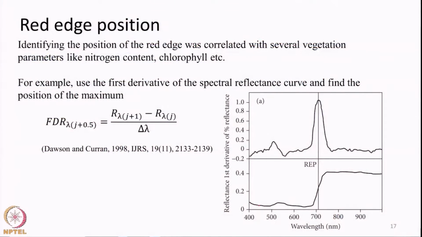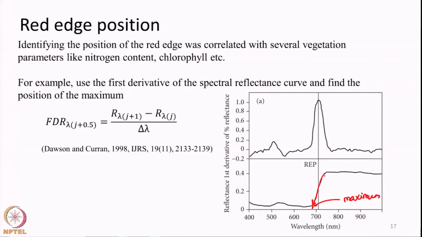So, what exactly is this? We have seen that for a normal spectral reflectance curve, the red edge is the portion at which the reflectance suddenly increases. In terms of mathematical functions, the position at which the red edge occurs is the point at which the slope of this reflectance curve is maximum, when the slope increases suddenly to its maximum.